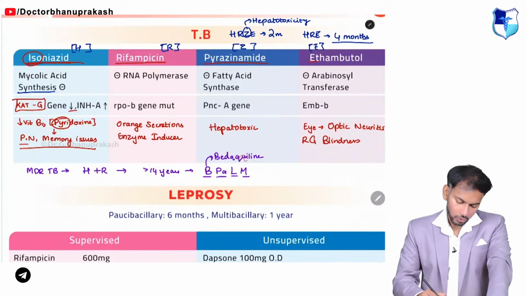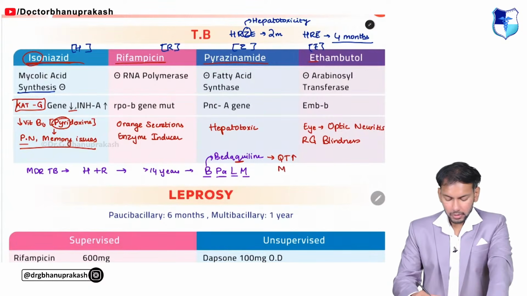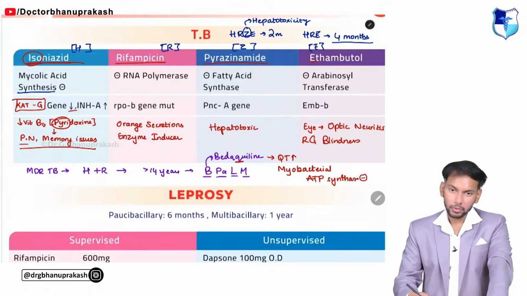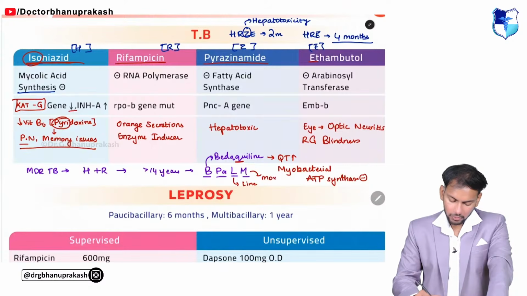Q for Q, it will cause QT prolongation. Now, it works by blocking the mycobacterial ATP synthesis. These are the questions that have been asked on bedaquiline. Very important to remember. L for linezolid. M for moxifloxacin.